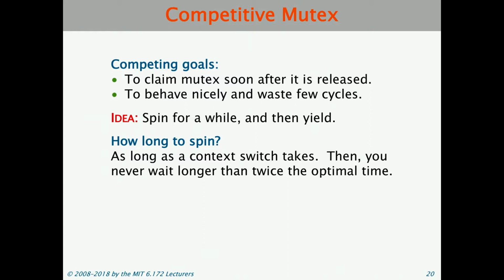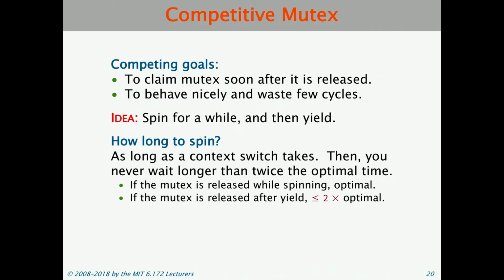This is competitive analysis, which the theoreticians have gone off on. There's brilliant work in competitive analysis. So the idea here is that if the mutex is released while you're spinning, then this strategy is optimal, right? Because you just sat there spinning, and as soon as it was available, you got it on the next cycle. If the mutex is released after the yield, you've already spun for an equal amount, so you'll come back and get it within at most a factor of 2.